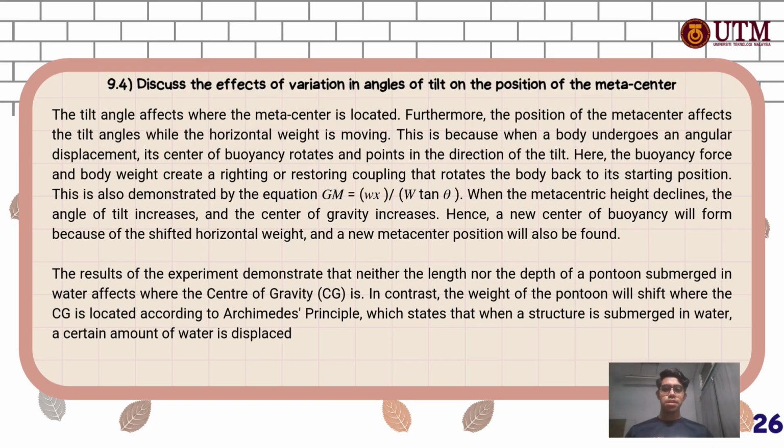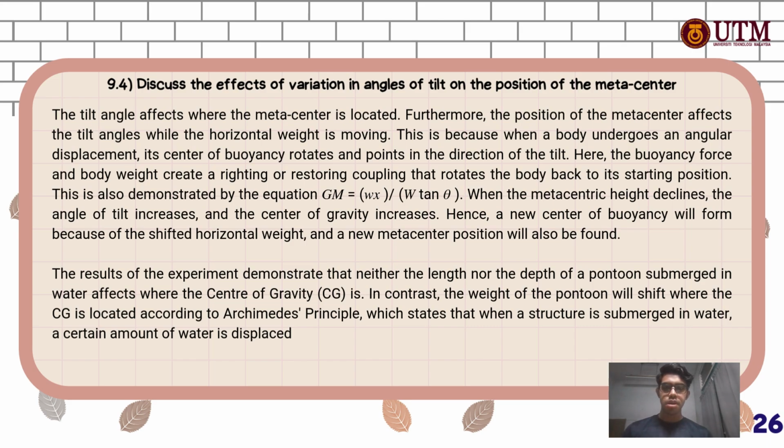Next, 9.4, discuss the effect of variation in angle of tilt on the position of the metacenter. The tilt angle affects where the metacenter is located. Furthermore, the position of the metacenter affects the tilt angle while the horizontal weight is moving. This is because when a body undergoes an angular displacement, the center of buoyancy rotates and points in the direction of the tilt. Here, the buoyancy force and body weight create a righting or restoring couple that rotates the body back to its starting point.